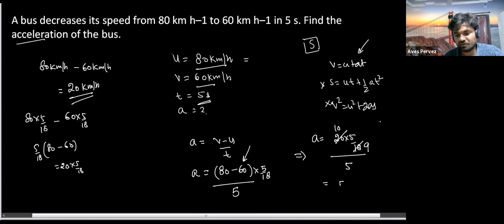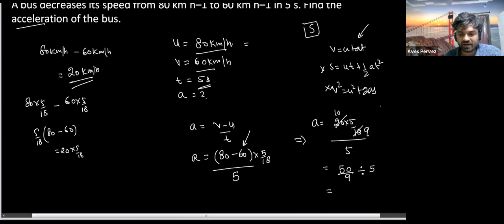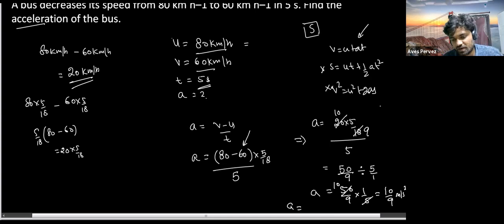So you will get 50 upon 9, being divided by 5. Dividing means the whole numerator is divided by 5. So you can write 50 upon 9, and this changes into a multiplication sign, so you write 1 by 5. Now you cut it and you will get 10. So that will be 10 by 9 meter per second square.